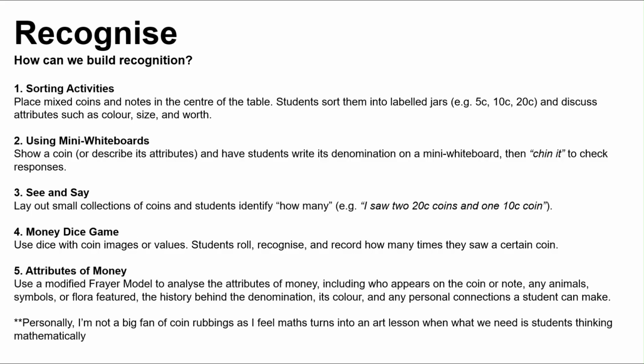You could do a see and say. A see and say is to lay out small collections of coins, and students have to identify how many. I saw 20 cents. I saw one that was a 10-cent coin. There's also money dice you can get where students can roll the dice and then a denomination comes up and they have to say it. And then identifying attributes, so using a modified Frayer model to analyse the attributes of money, including who appears on the coin, animals, flora, and the history behind the denomination, its colour, and any personal connections a student might have to it.